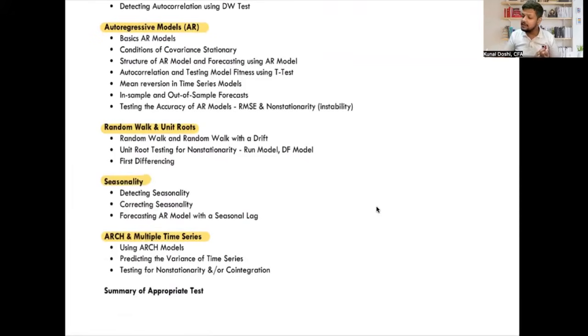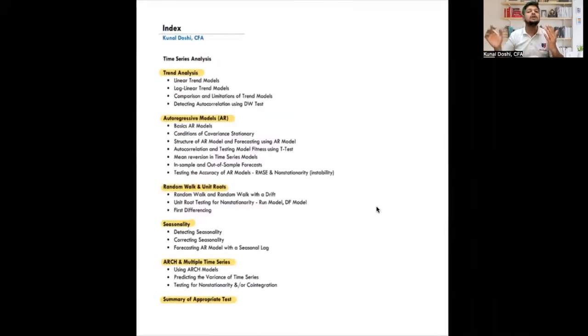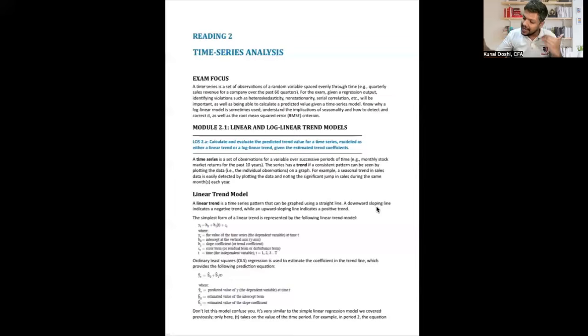And finally, there will be the summary of which test is applicable when. That is the final outcome. Okay. So step by step, we'll start. First, we'll start with trend analysis. Okay, so let's start time series. And the first thing we are going to understand.